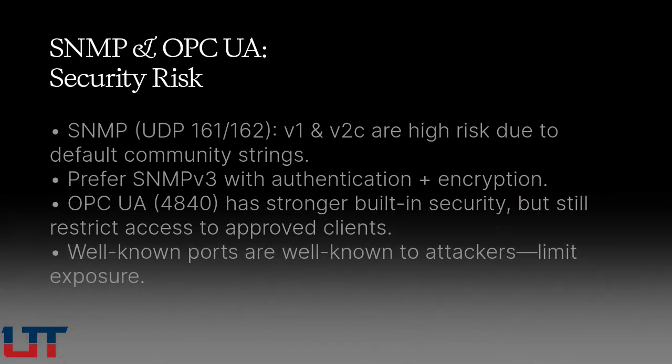SNMP on ports 161 and 162 using versions 1 or 2C is high risk because of default community strings. SNMP v3 with authentication and encryption is a much better choice and lower risk. OPC-UA on port 4840 has better security characteristics than legacy OT protocols, but access should still be restricted to legitimate clients. The pattern is the same across all of them.